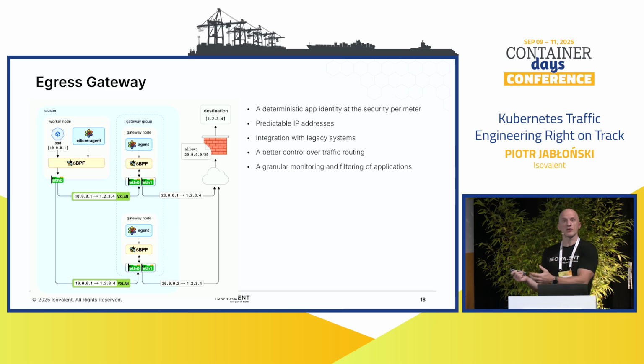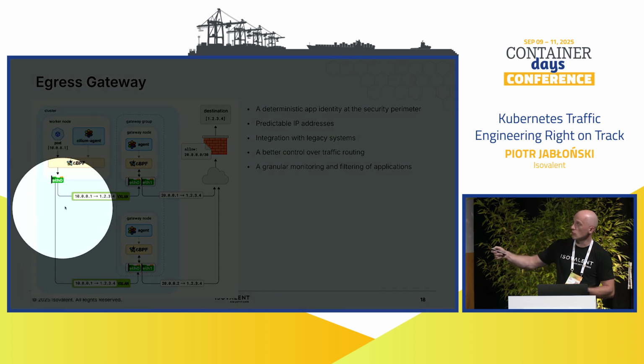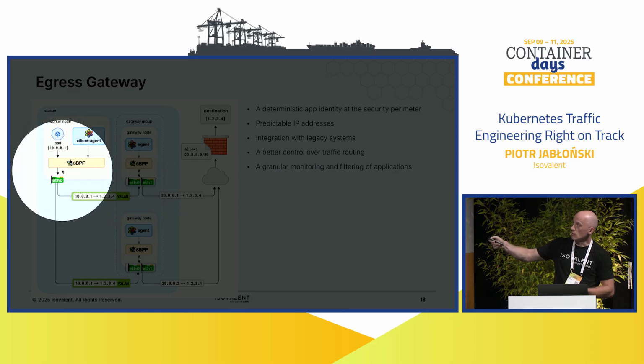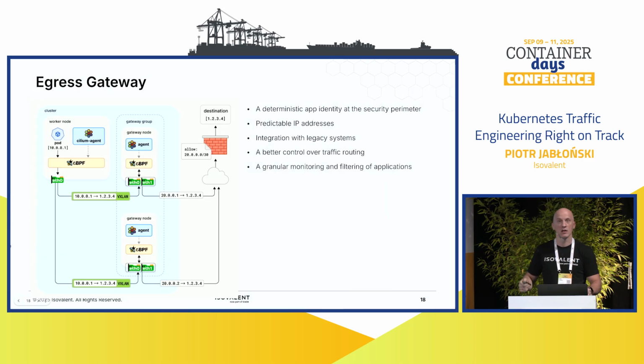And this is also a kind of traffic engineering. Why? Because we are forcing the traffic within the Kubernetes cluster to reach the egress gateway via a VXLAN tunnel. Otherwise, the traffic will leave this interface eth0 directly to the external network without going through the gateway node. So this is a kind of traffic engineering as well.